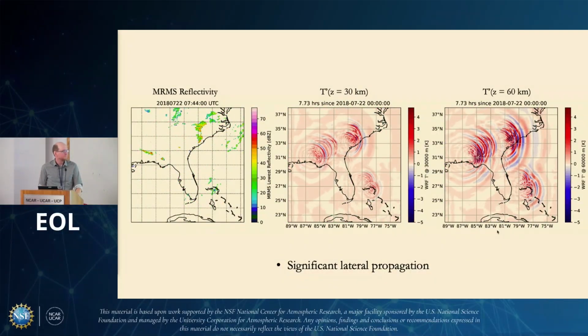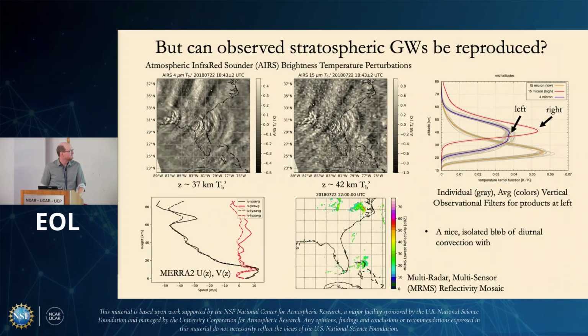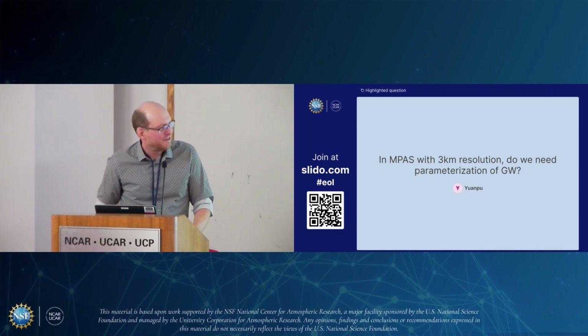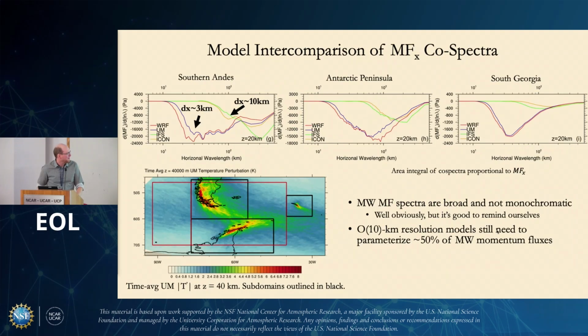All right, while the room ponders, we have a question online from Wampu. In MPAS with 3-kilometer resolution, do we need parameterization of gravity waves? Yeah, thank you very much for that question. I would say kind of. You're at 2 to 3 kilometer resolution. There are some indications that you are still not resolving all of the spectra, or the whole gravity wave, mountain wave spectrum. Just thinking about mountain waves, that is.